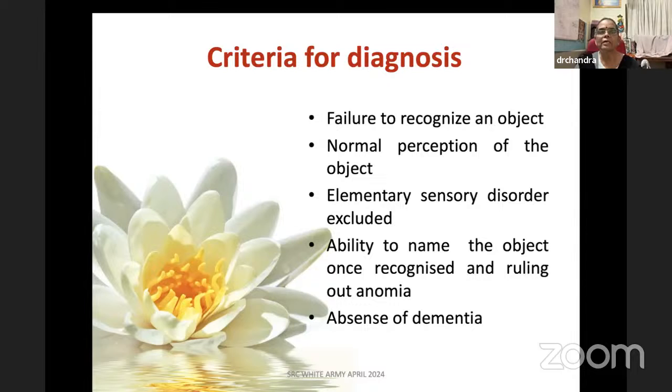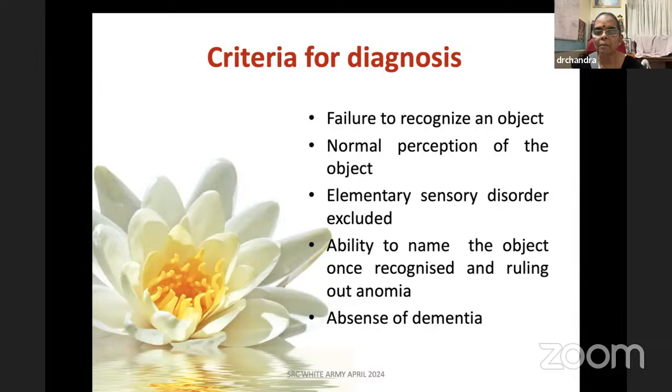So the criteria for diagnosis of agnosia: failure to recognize an object. That is a mandatory criterion. Normal perception of the object. He should be seeing the object but not recognizing. And elementary sensory disorder excluded. So we should prove that he has normal eyeball, normal cornea, normal lens, normal optic nerve. So the elementary sensory pathways are all right, and he is perceiving the object, but he is not recognizing. Also, an ability to name the object once recognized should be there. So it is not due to anomia.